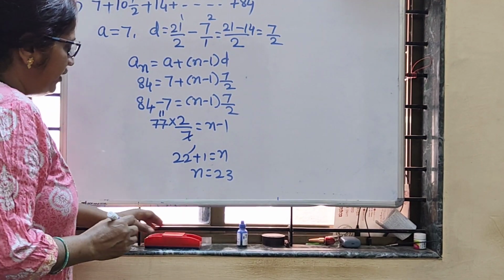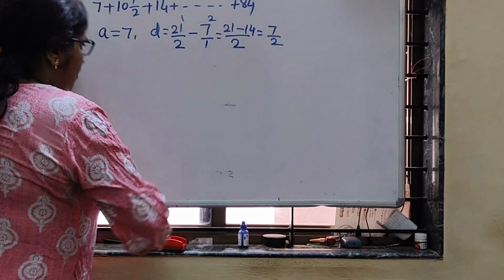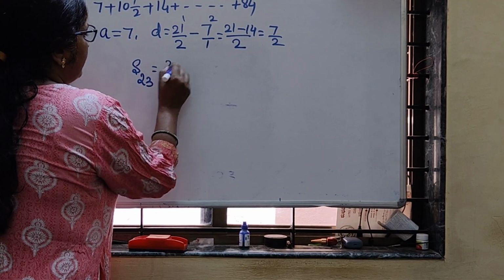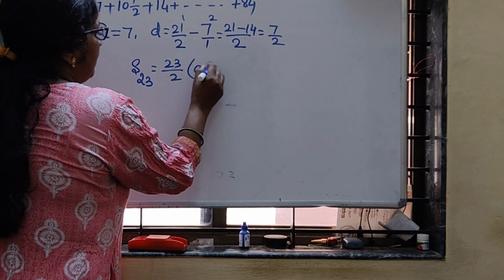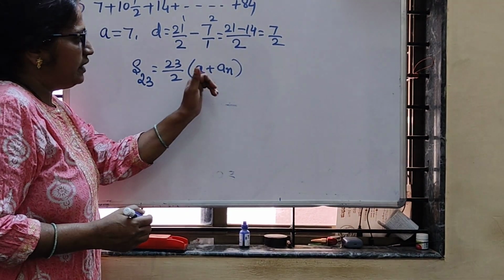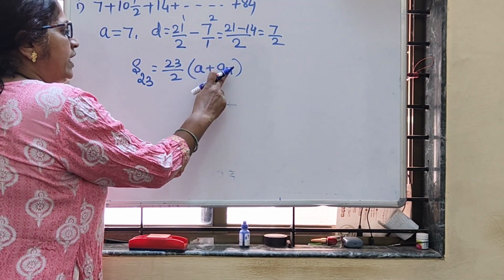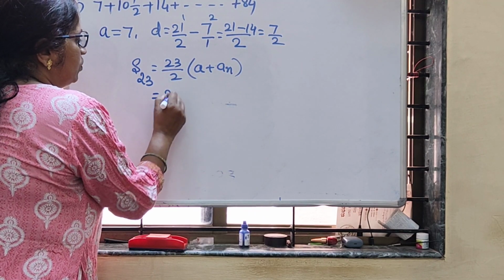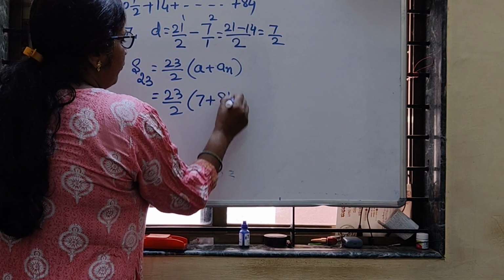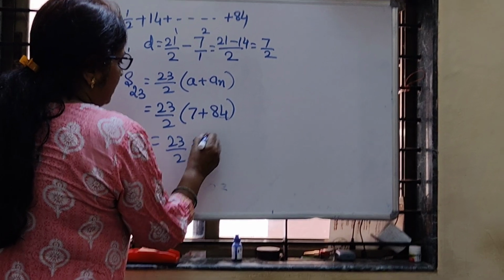So after getting n, we need to find S23. An easy method to find S23 is n by 2, that is 23 by 2, into a plus an. You can directly use this now. 2a plus n minus 1 d is nothing but a plus an. An means it is the last term. Instead of an you can also write l, that is also correct. So now 23 by 2, a is 7, an is 84. So 23 by 2 into 84 plus 7, which is 91.